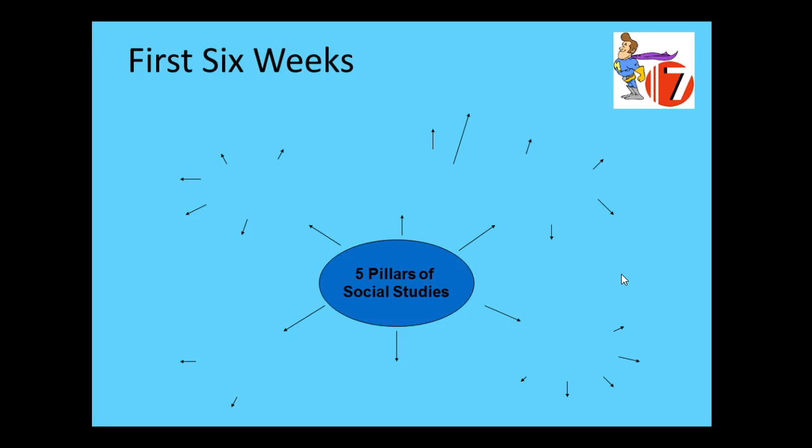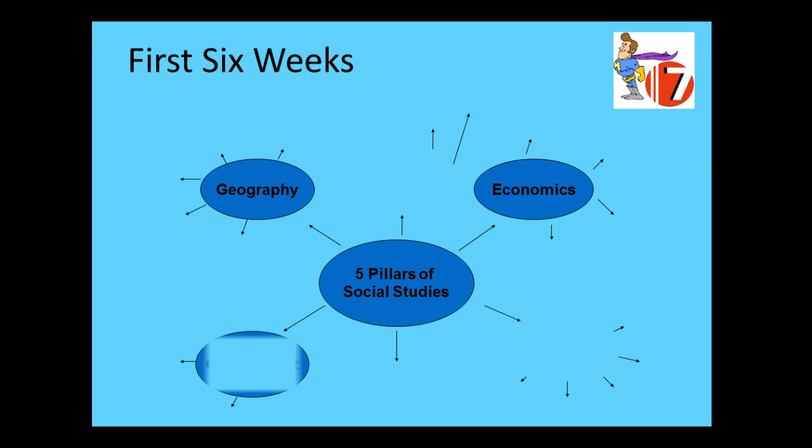Turn to the next page in the front of your spiral and label it 5 Pillars plus 2 of Social Studies. We're going to make a graphic organizer to help you organize the information we just went over. Make a circle in the middle of your paper, and you might want to turn your spiral horizontal or sideways. I think it'll fit better on the page that way. And in the middle of the circle, write 5 Pillars of Social Studies. Feel free to pause this webcast at any time so that you can have plenty of time to write down these things in the graphic organizer.